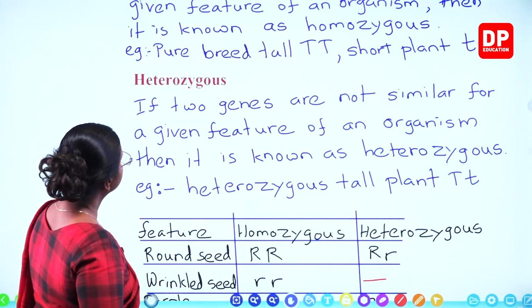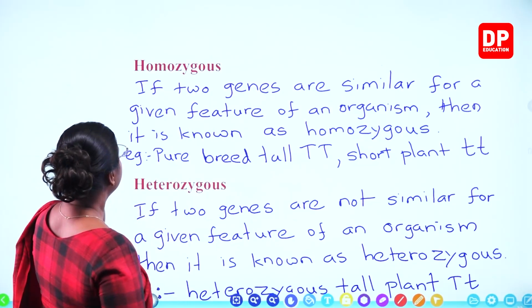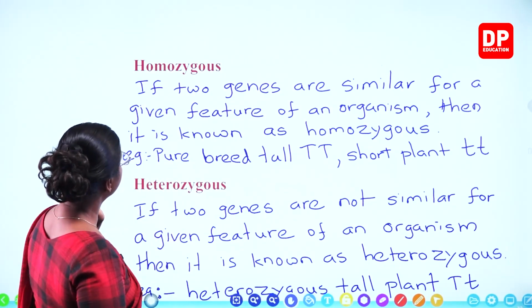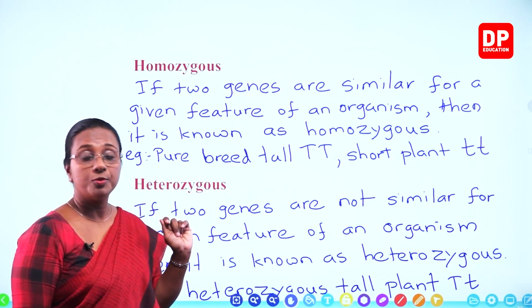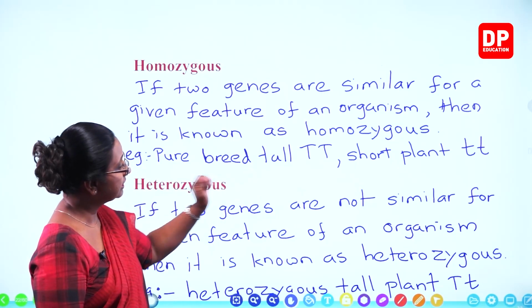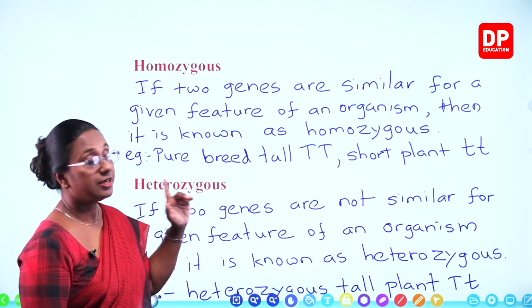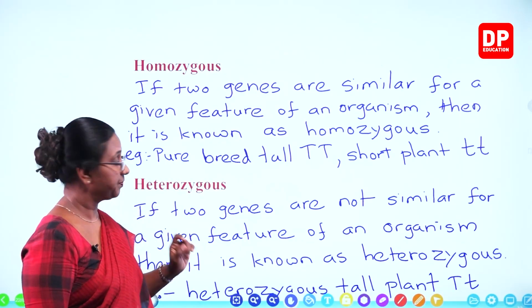So we try to understand what homozygous and heterozygous are. If two genes are similar for a given feature of an organism, then it is known as homozygous. For example, a pure breed tall plant, capital T, capital T. A short plant that is also pure breed, small t, small t. Now also you can see.